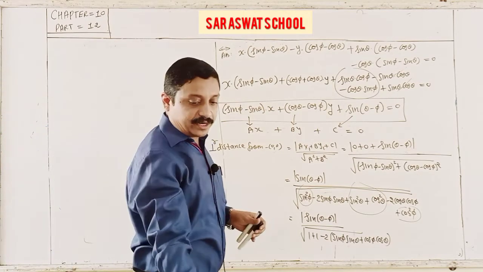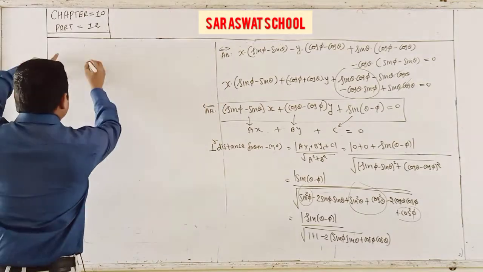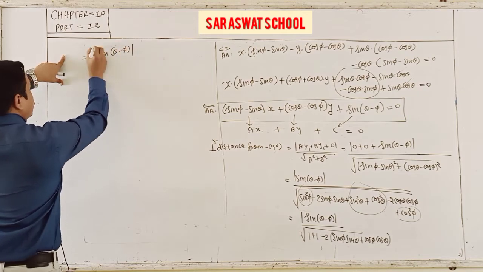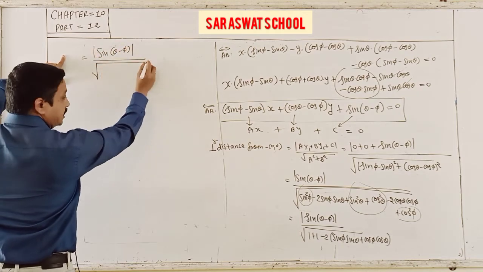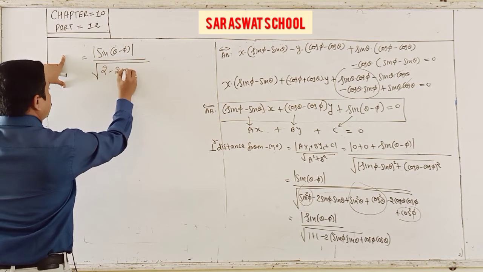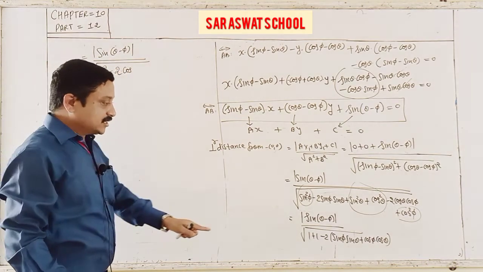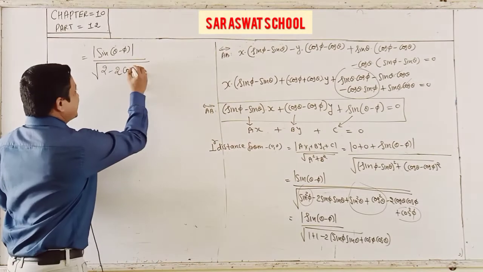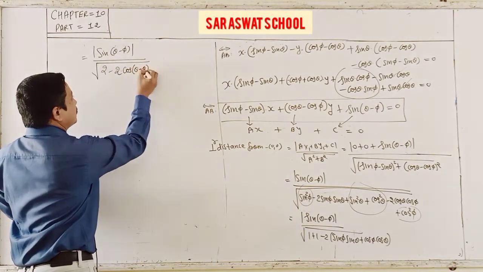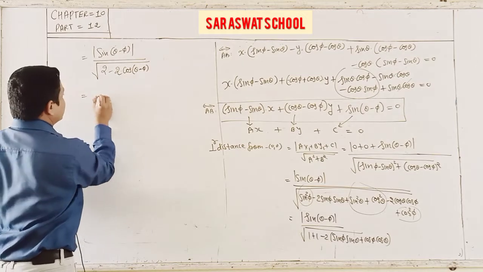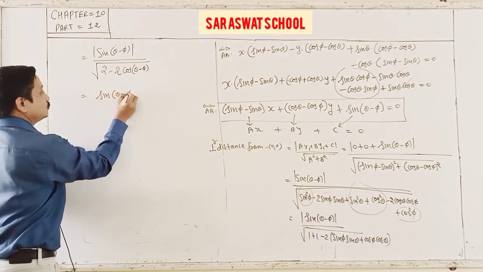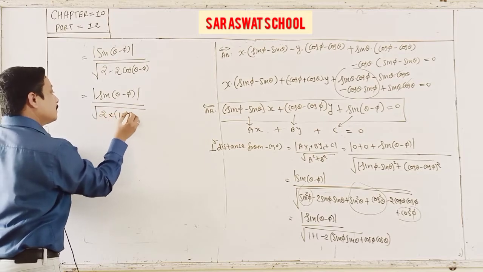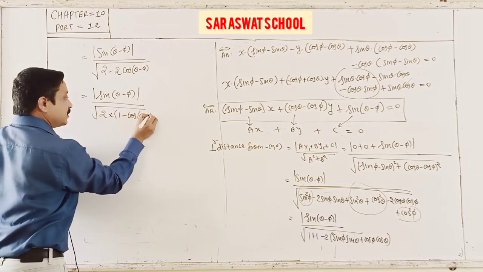So we go ahead. Distance is a sin theta minus phi upon, that will be 2 minus 2 cos, and this is which formula? Theta minus phi, or phi minus theta. I will write down theta minus phi. And students, you will take 2 common, remaining are 1 minus cos theta minus phi.